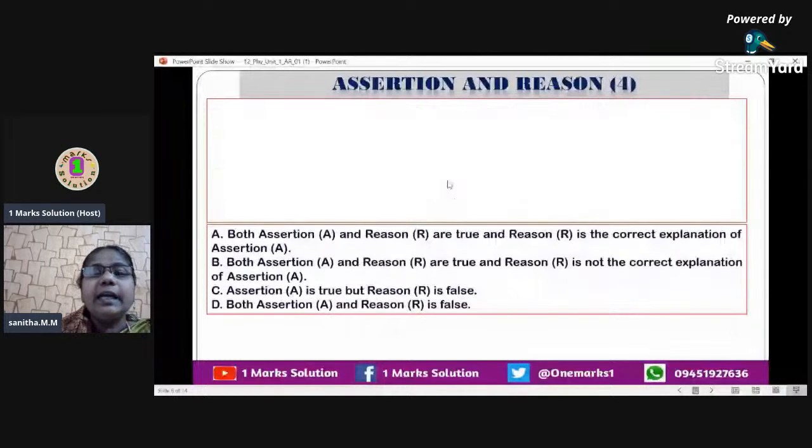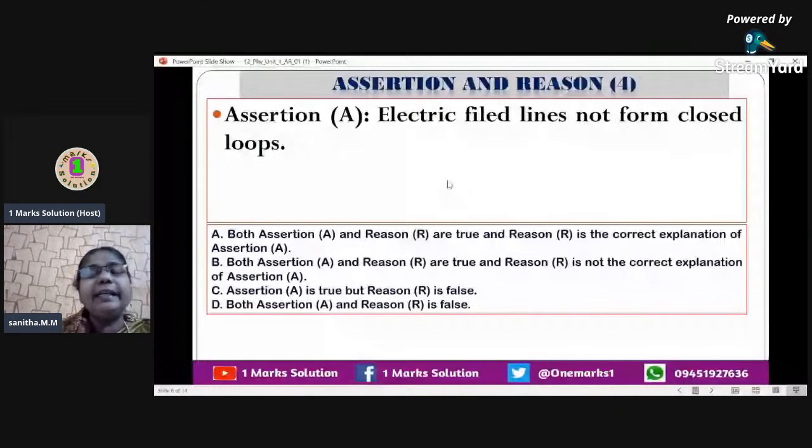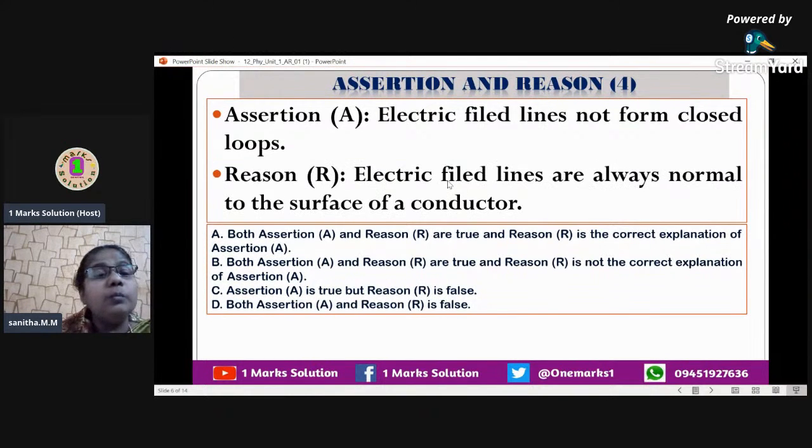See that assertion: electric field lines do not form closed loops. They are not forming closed loops. Why? Because inside a conductor, electric field is zero. If you are drawing the electric field lines, they go from positive to negative. But they will stop at the ends. They won't come through the conductor. Why? Electric field is zero, so there are no electric field lines. So that is why electric field lines do not form closed loops.